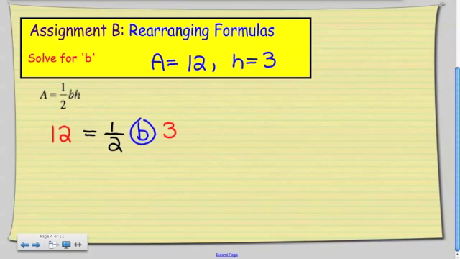So the first thing we can do is basically combine the numbers on the right-hand side. So I know that 1/2 times 3 is going to give me 3 over 2.